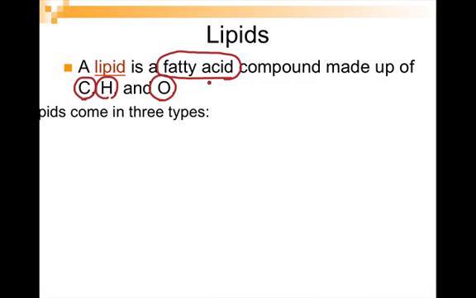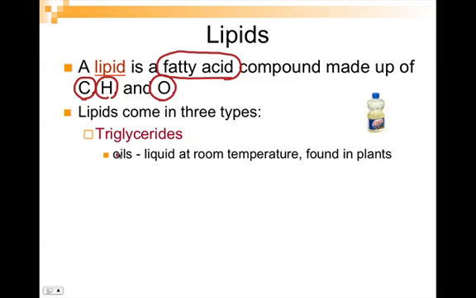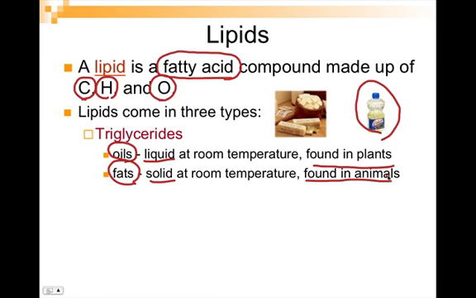Lipids come in three types. They would be triglycerides, and examples of triglycerides are going to be your oils, which are liquid at room temperature, and these are found in plants. So here's your vegetable oil. The other one is going to be your fats, which are solid at room temperature. These are found in animals, your butters, things that come from cows.